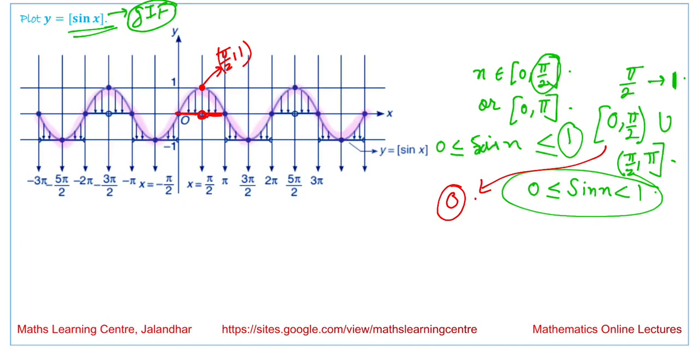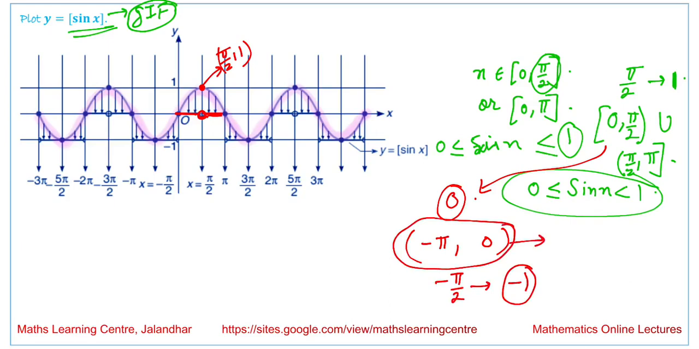Similarly, if we move in the previous quadrants, we are talking about the values from minus pi to 0. We are saying at minus pi by 2 the value of the function is minus 1, and between all these values the value of the function will be equal to minus 1. So all these values are in this form.